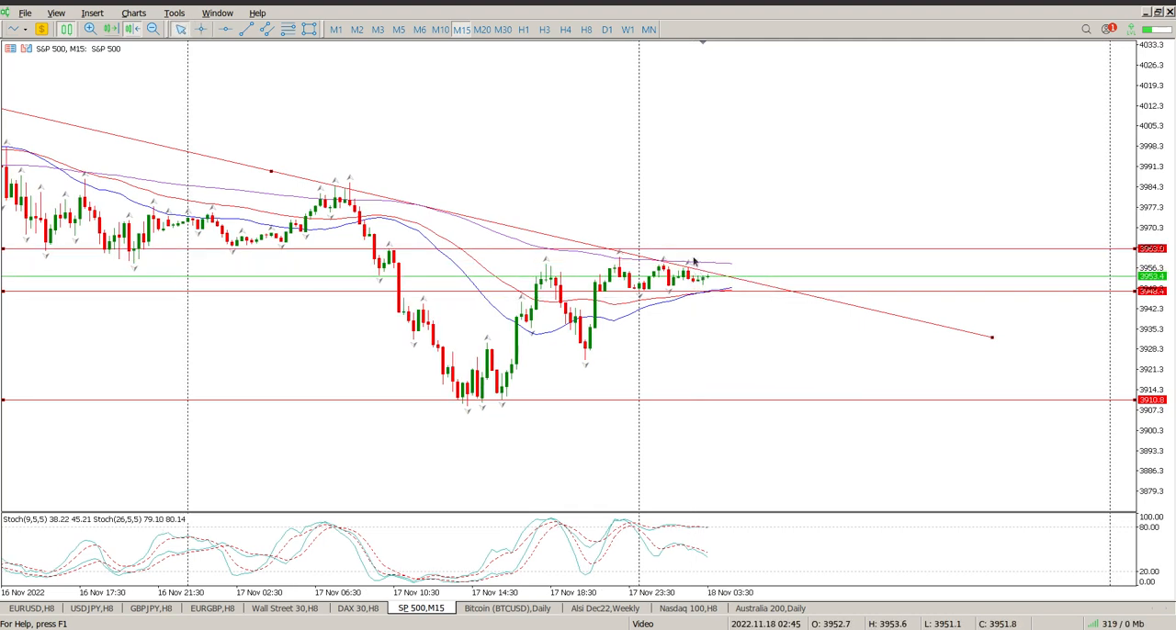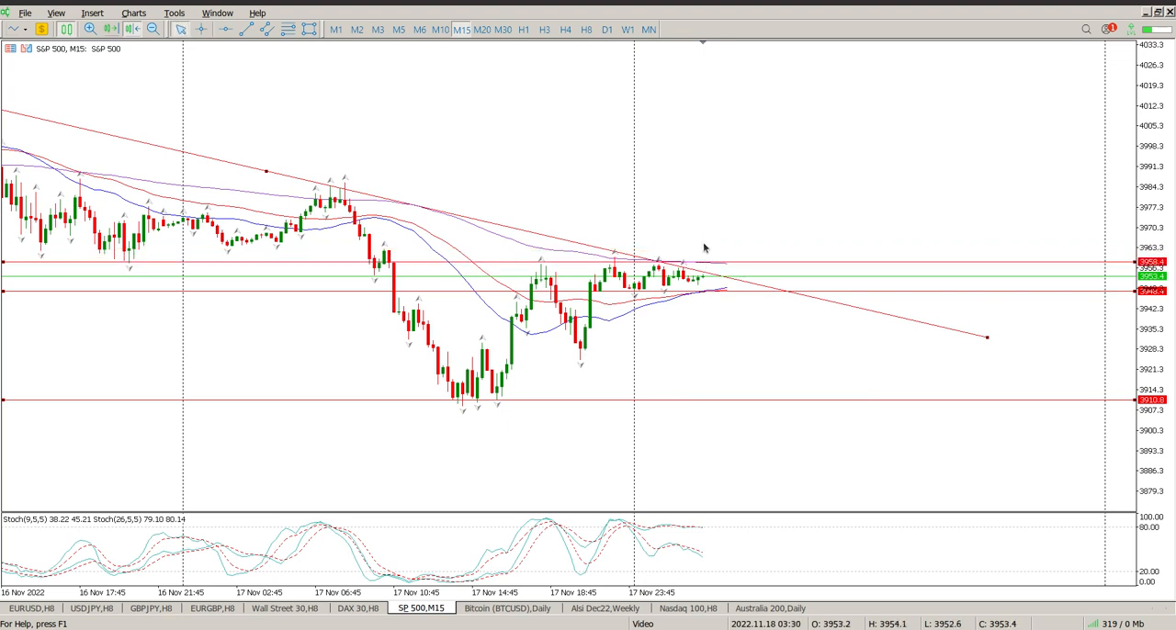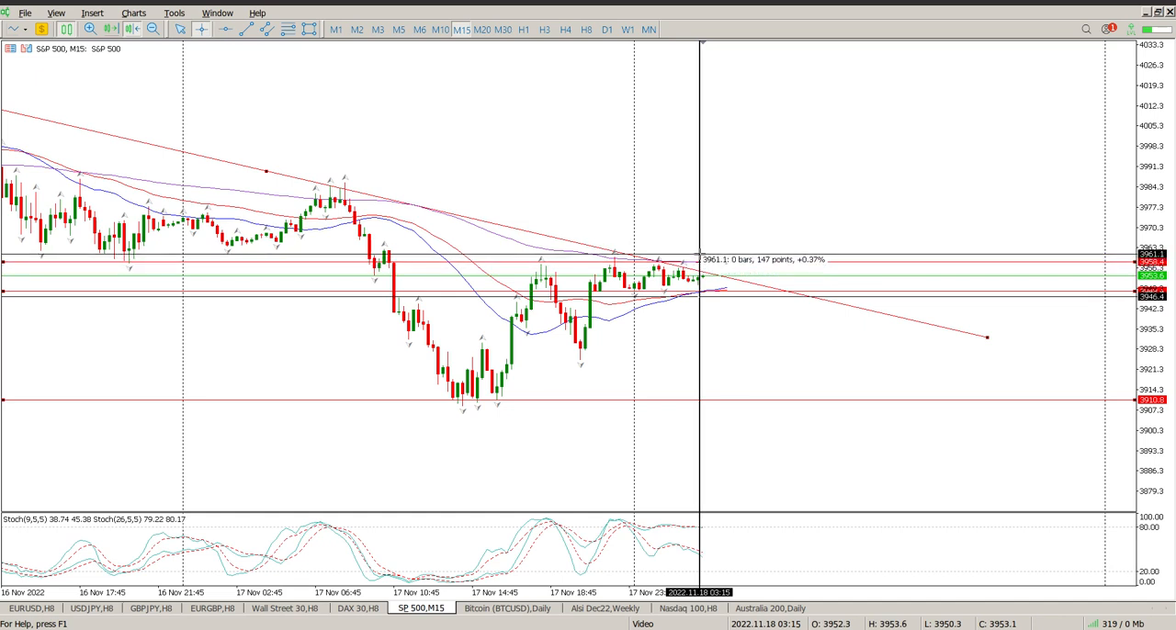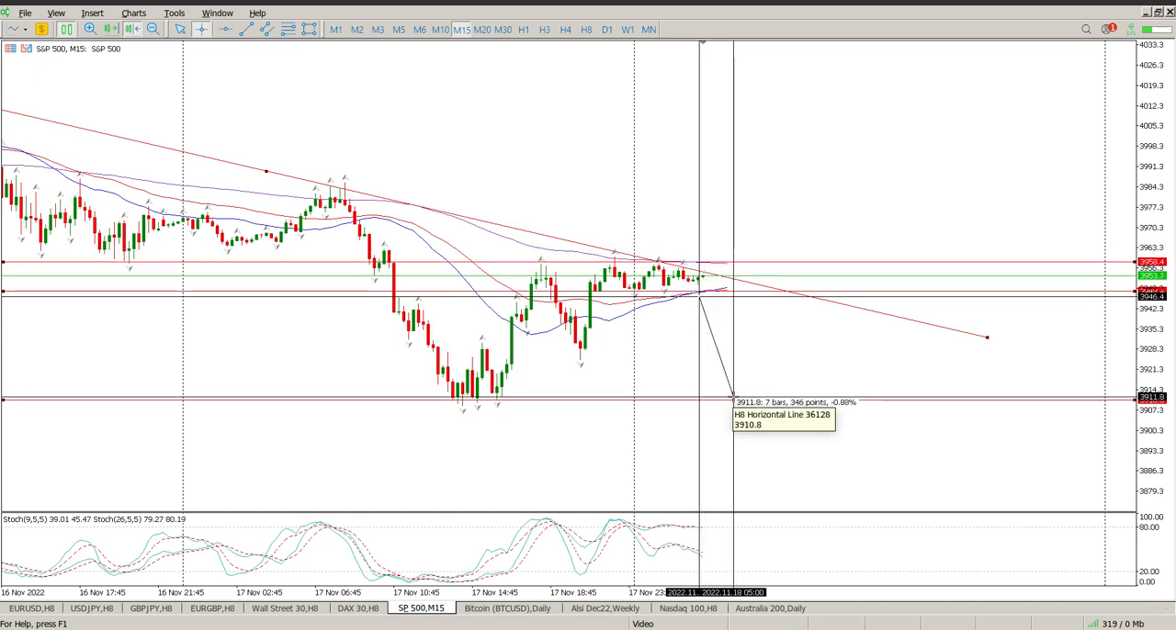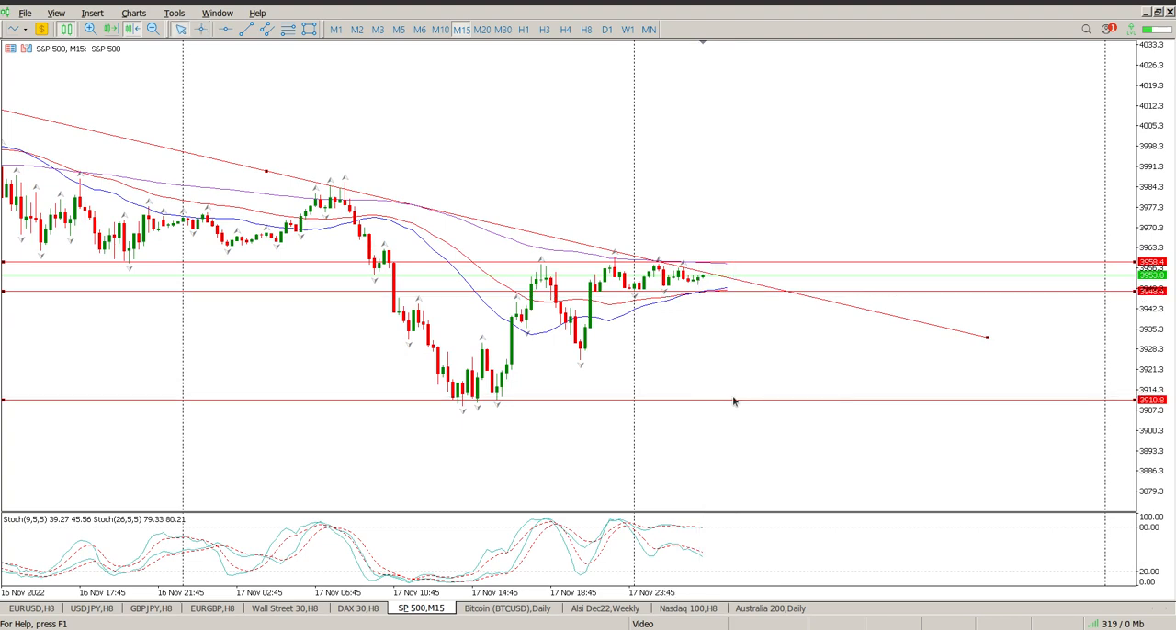I just want to get our risk to reward here. So that's going to be probably about 160 point risk for 346 points gain. So that's kind of the trade that we've got at the moment. So pay attention to this range. It's going to be pretty interesting later on today.